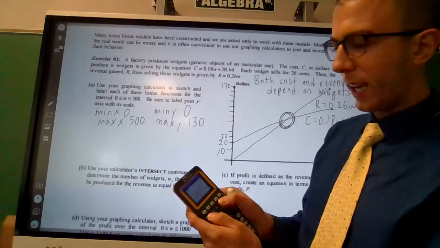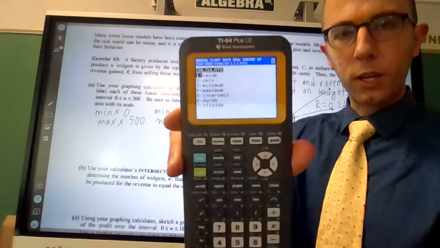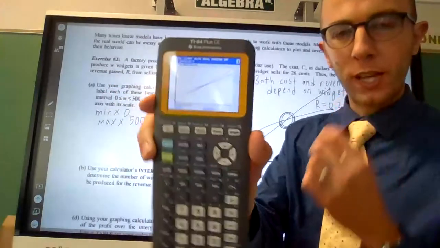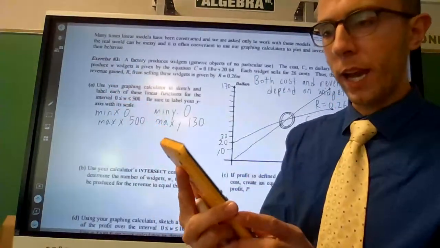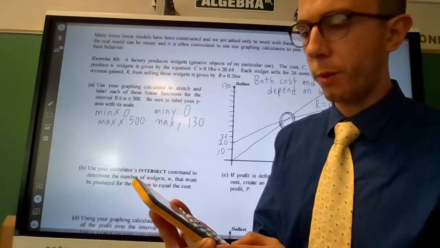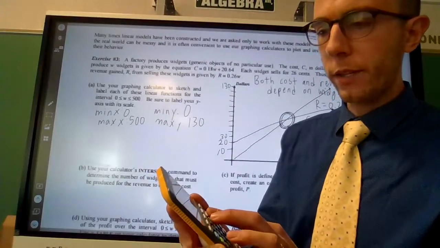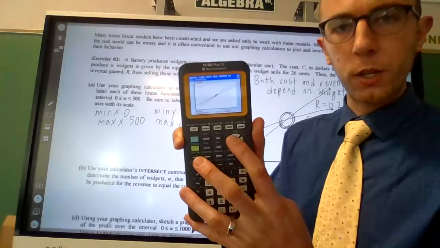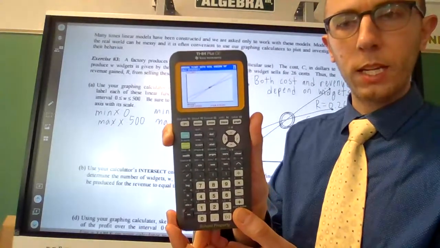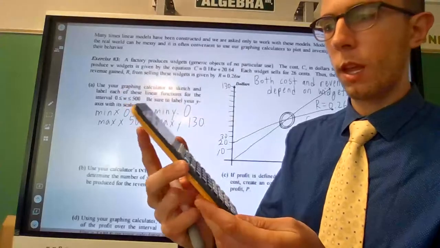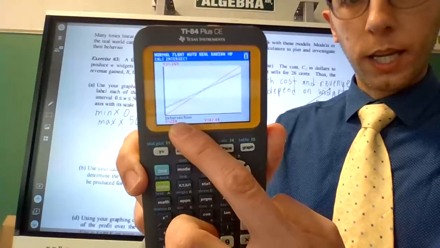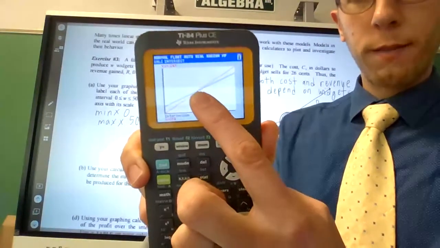So we want to press second trace, which brings up the calculate menu. And then we press 5 for intersect, which should bring you back to the graph. It's asking first curve, you can press enter. Second curve, again, press enter. And then it says guess. So you just want to move that cursor as close as you can to that point of intersection. And then again, press enter.